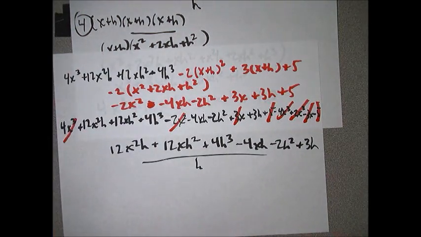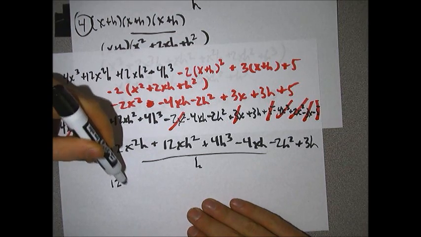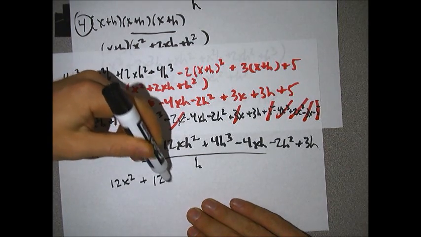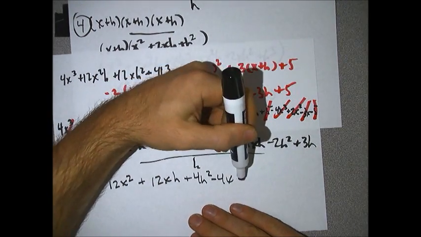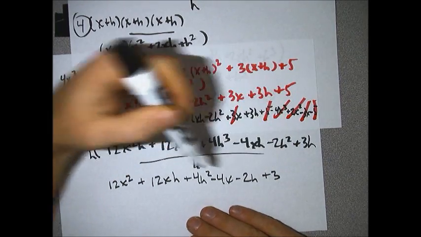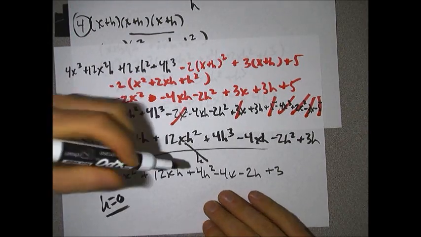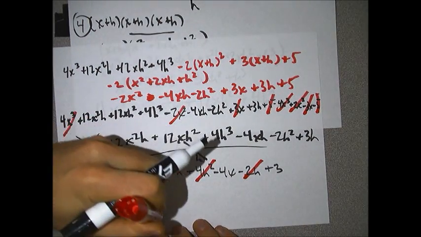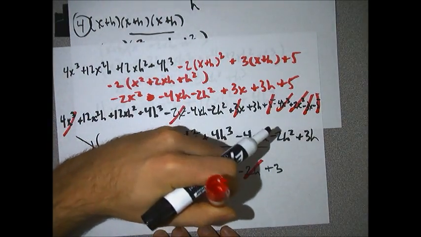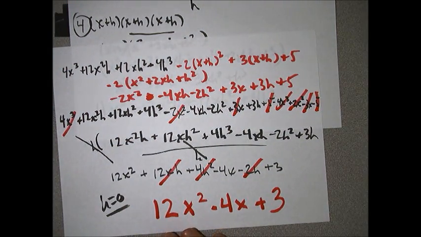So from the top we're going to pull out an h. If I pull the h out from the top, what's that going to leave me? 12x squared plus 12xh plus 4h squared minus 4x minus 2h plus 3. These cancel out, right? And I'm going to let h be equal to 0. So that gets rid of that one, and that one. And what does that leave us for an answer? 12x squared minus 4x plus 3. Sound good? Okay. That took 5 minutes, yeah.